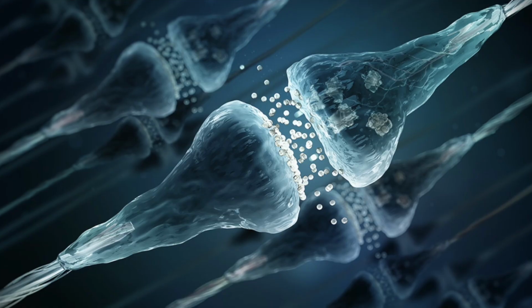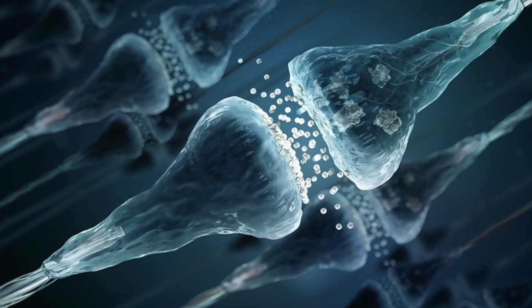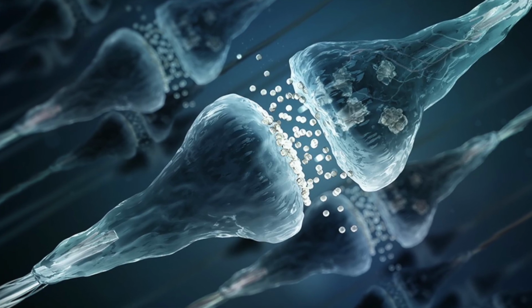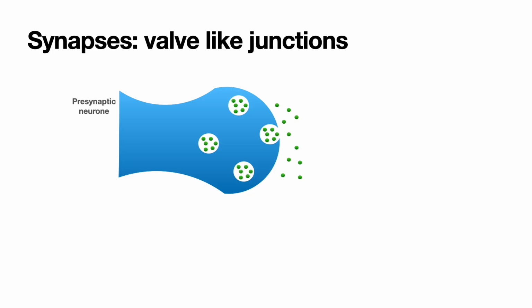What is a synapse? Synapses are basically junctions between two neurons, a tiny gap allowing unidirectional flow of a nerve impulse. So here we can see this is the presynaptic neuron. It is one of many nerve endings of any axon.